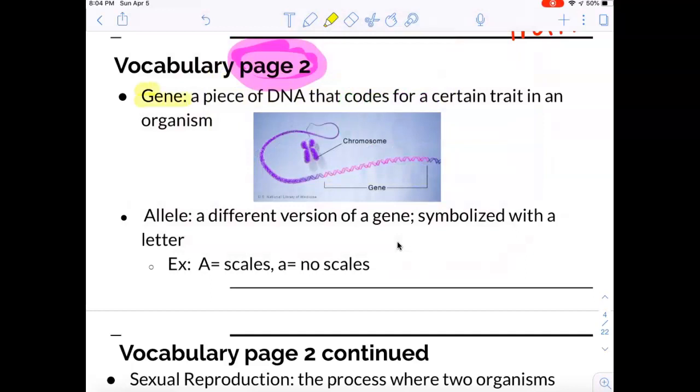You probably have heard this a lot because everyone talks about different genes and genes that you have or don't have. A gene is a singular piece of DNA that codes for a certain trait. Now notice in this picture, this piece of the DNA is one gene, and that might code for a trait, for example, that says that you can roll your tongue.